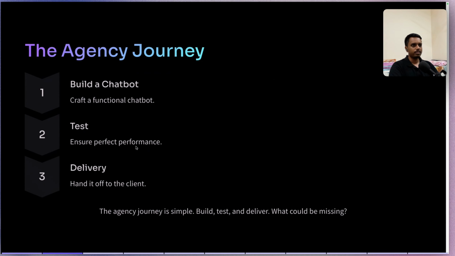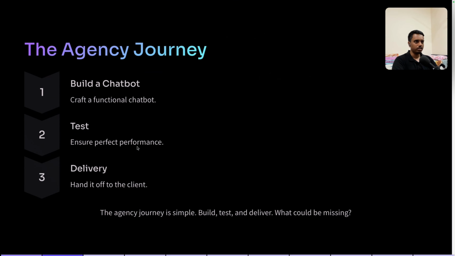So first, let's start by looking at a typical agency journey. The first thing is you build a chatbot. You sit down with the client to ask for the requirements, and then once you gather all those details, you build a chatbot based on the requirements. Then you go through the testing phase where you test the chatbot and make sure all the edge cases are covered. And once that's done, you go through the delivery phase, which is the final stage where you hand off the chatbot to the client.